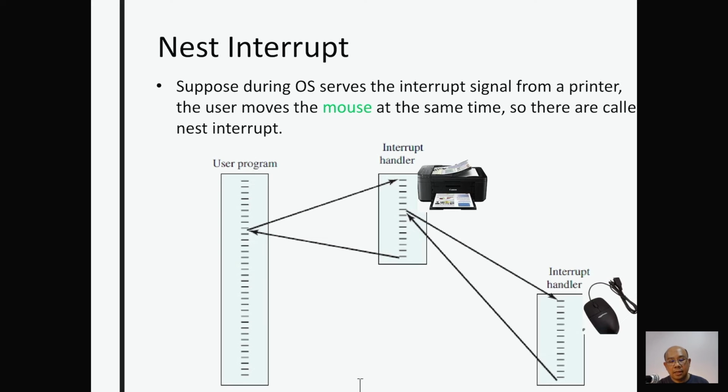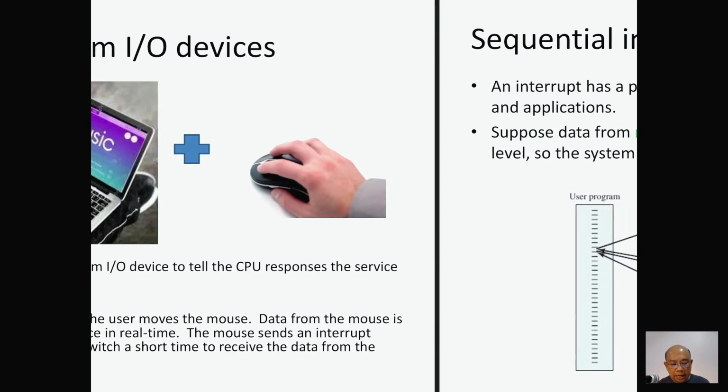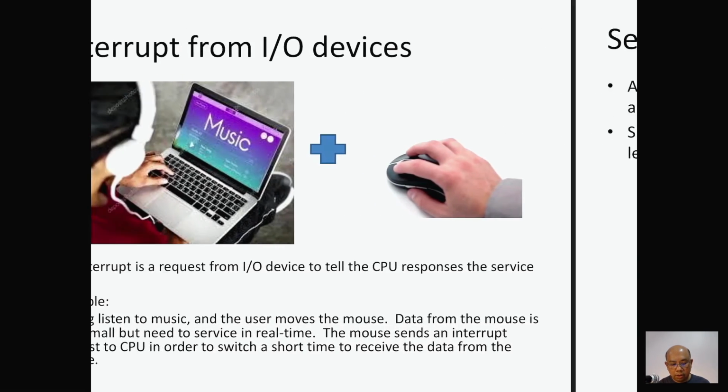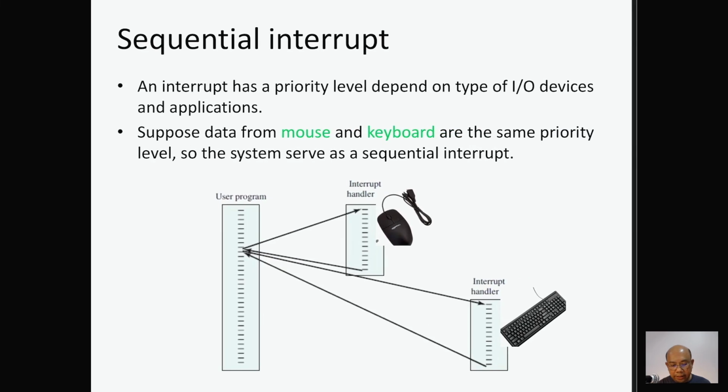Here, the computer services the interrupt from the printer, and at the same time you move the mouse. The computer switches from running the code to service the printer to servicing the interrupt handler from the mouse. So here I conclude the interrupts from the I/O and also the interrupts on the computer, divided into groups.